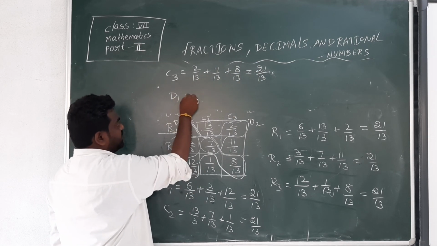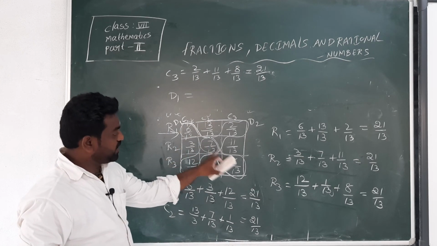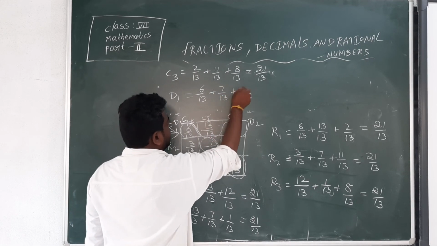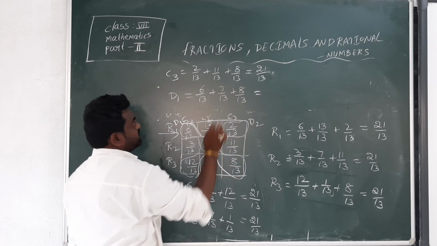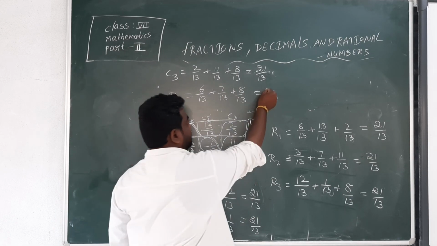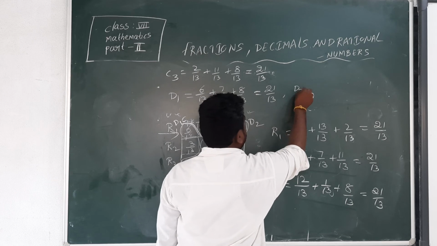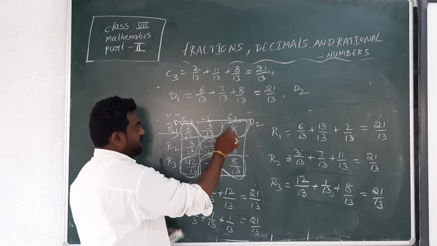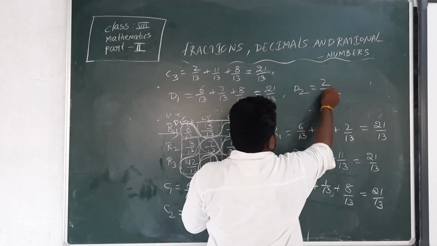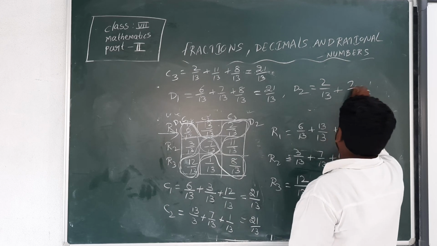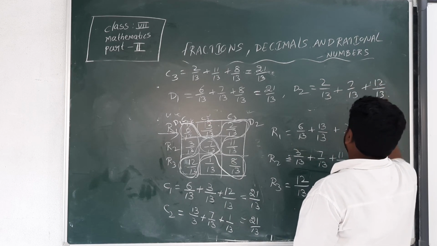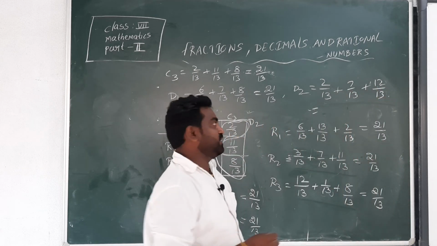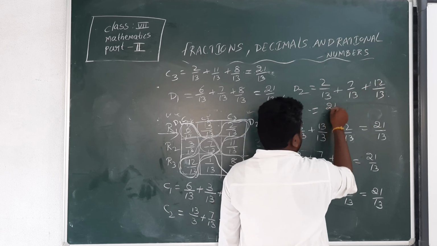Next diagonal 1, D1: 6 by 13 plus 7 by 13 plus 8 by 13, which is 6 plus 7 is 13, 13 plus 8 is 21 by 13. Again D2, diagonal 2: 2 by 13 plus 7 by 13 plus 12 by 13. The denominators are the same, so we add numerators. 2 plus 7 is 9, 9 plus 12 is 21 by 13.